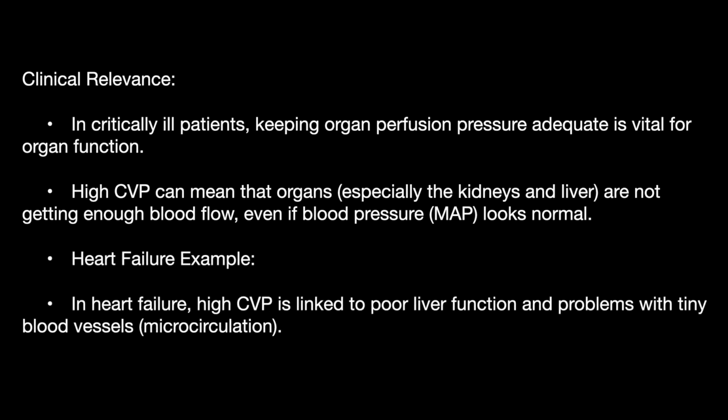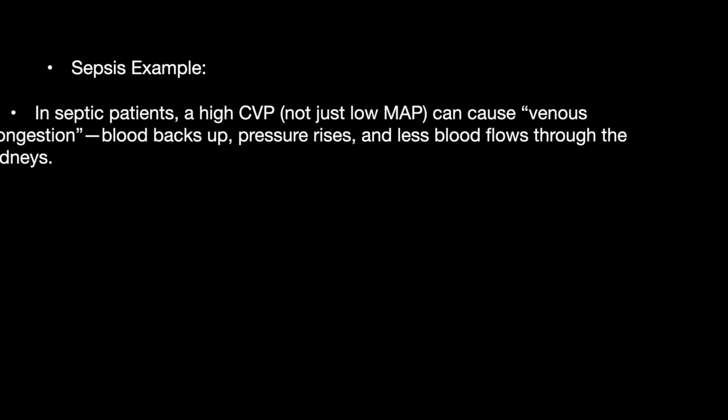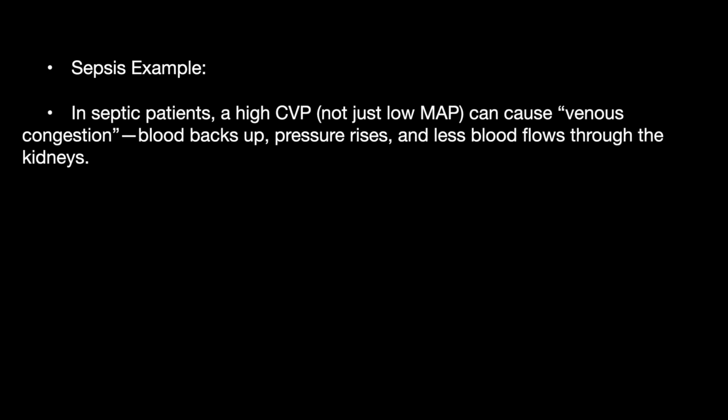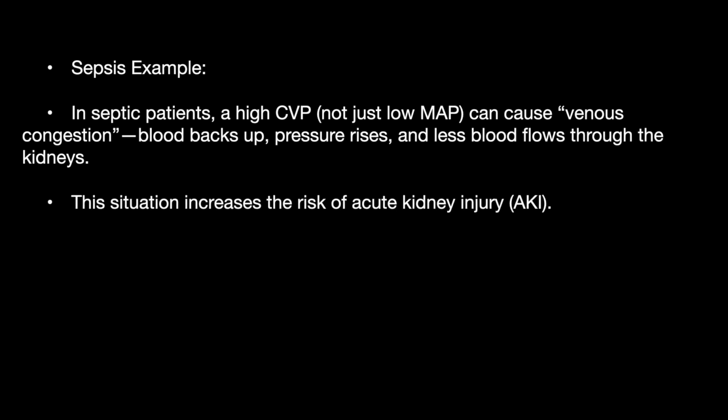In heart failure, high CVP is linked to poor liver function and problems with tiny blood vessels or the microcirculation. In sepsis, you have high CVP, not just low MAP, which can cause venous congestion: blood backs up, pressure rises, and the same thing we find in the kidneys. This situation increases the risk of acute kidney injury.